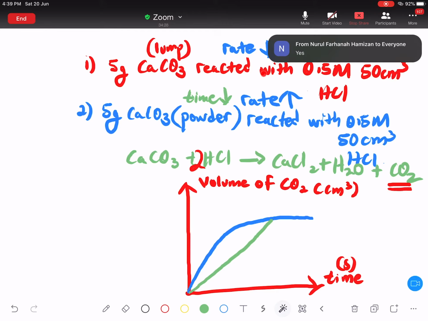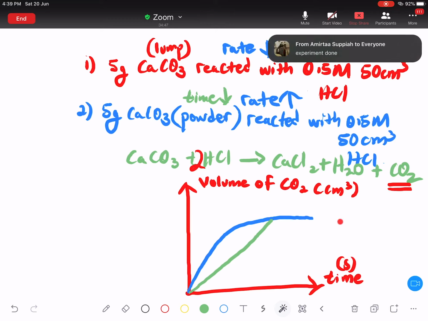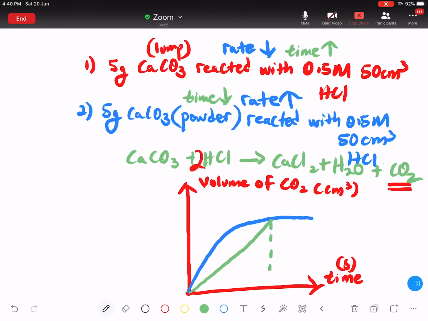Therefore, guys, look. Remember in the previous class, I said what does it mean when the line becomes straight? It means reacted. The reaction has finished. Yes, Amita, you are right. Experiment done. So for green, this is the end point. For blue, this is its end point. This is your T1 and this is your T2. Do you understand?